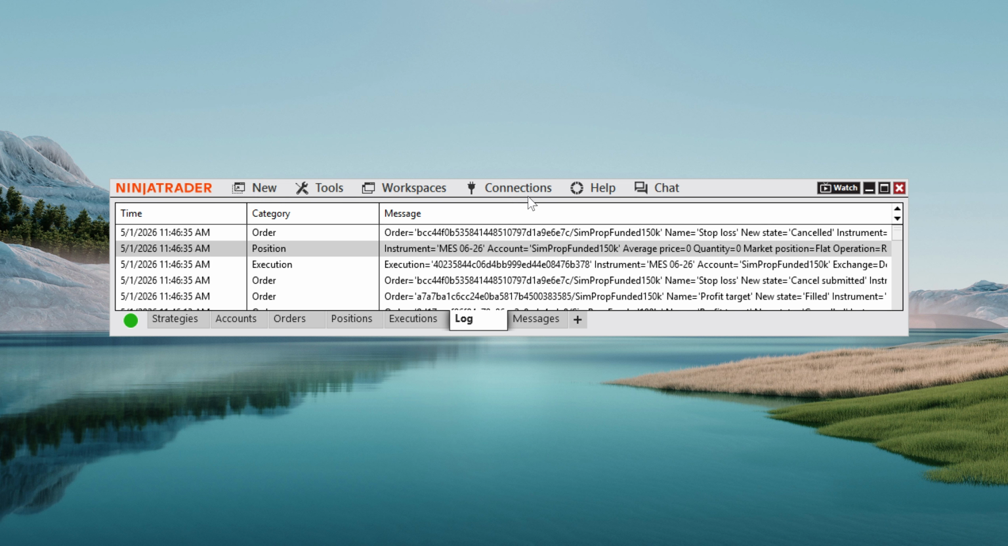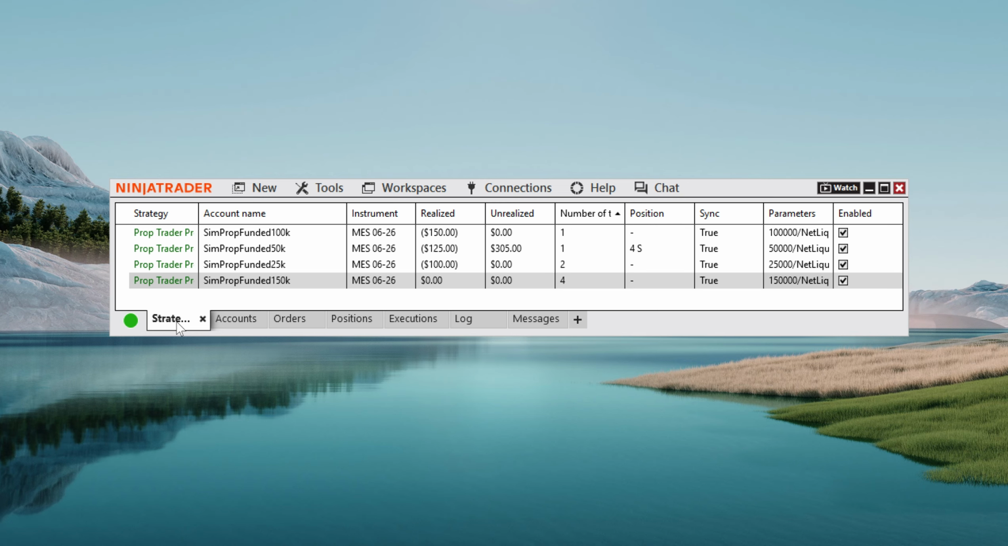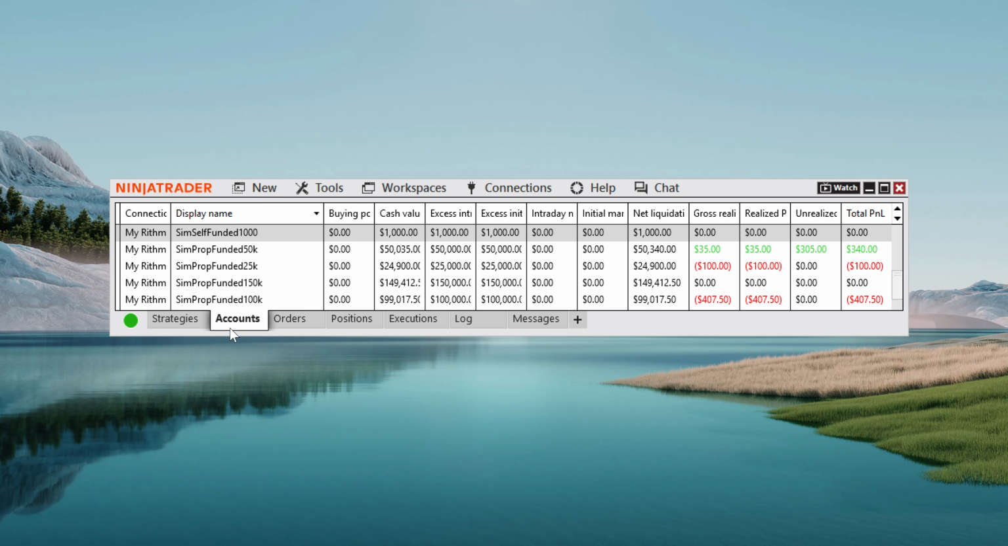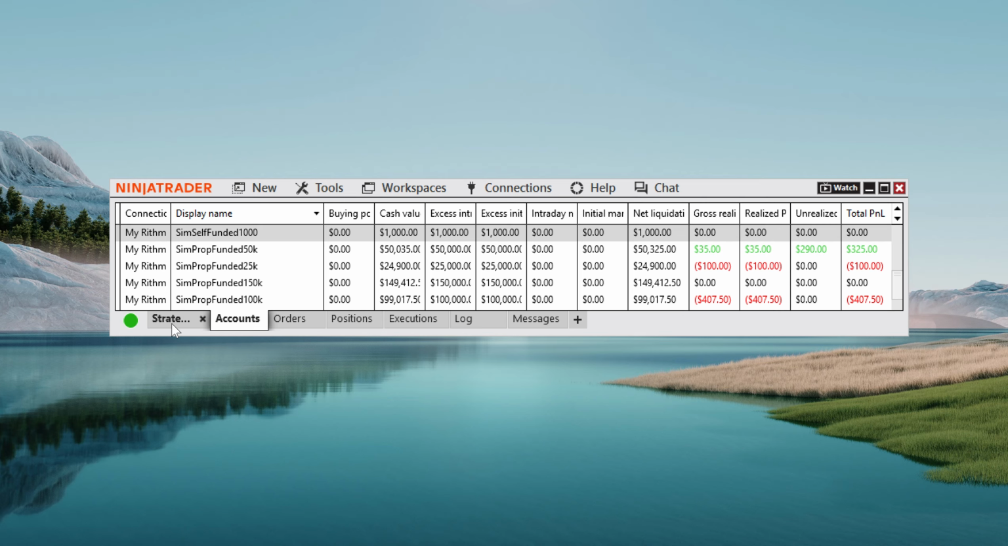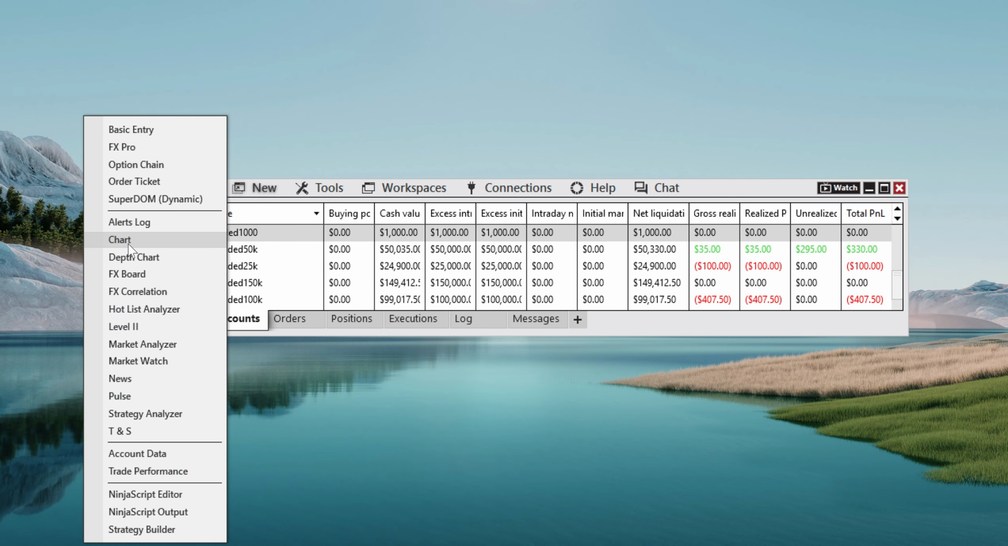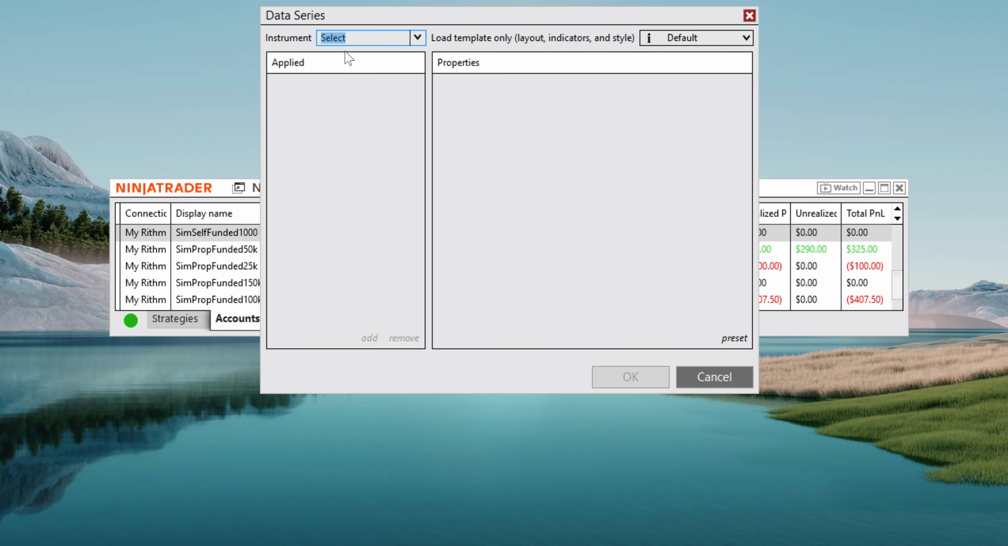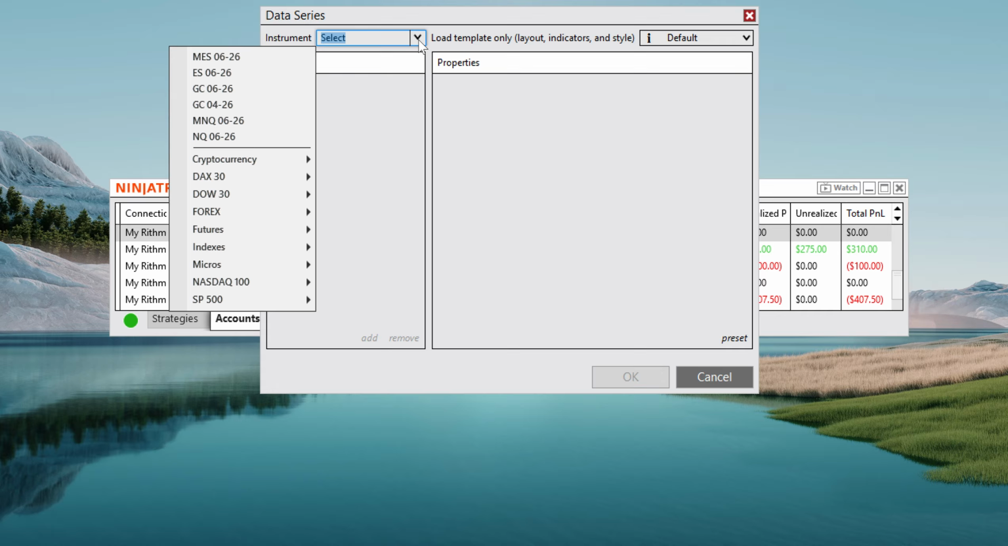This window is called the Control Center, and these are all tabs again: strategies tab, accounts tab. So from here you go to New. Every day you log in, and then you come to this strategies or accounts tab. Once you're there, click on New, and you open a new chart. Once you get this window, the highlight is already here, Select. Generally speaking, you should click at the drop down and see if you have your instrument already listed, like 06-26 MES or ES. Let's say I'm looking for ES. I don't have ES listed here.